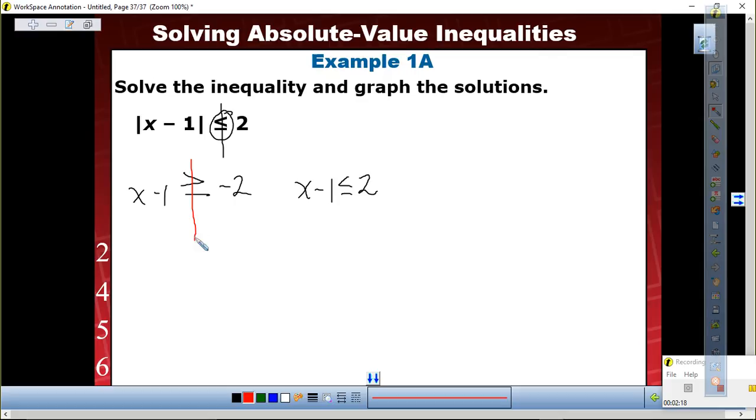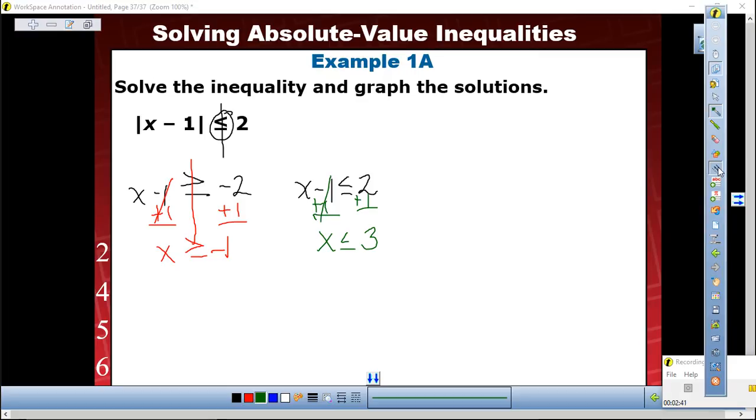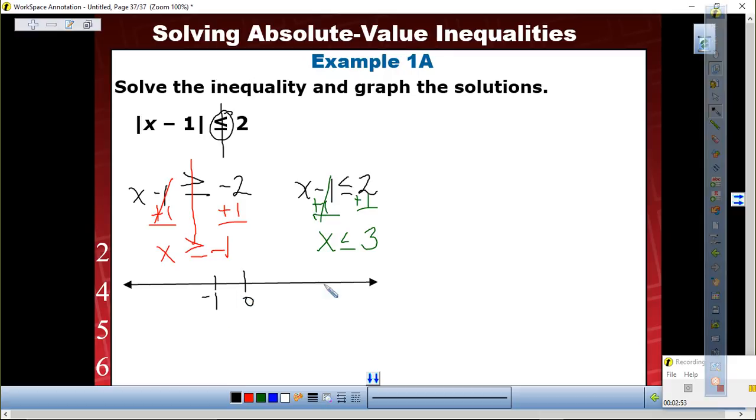Here we go. Let's solve for this one. Plus 1, plus 1. X is greater than or equal to -1. Plus 1, plus 1. This is x is less than or equal to 3. Let's graph that. Get a number line going. Zero. I'm going to sketch my dividing points first, -1 and 3.